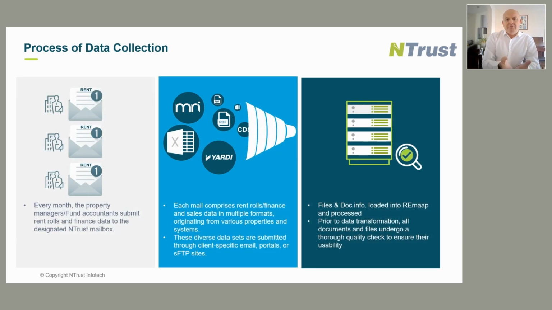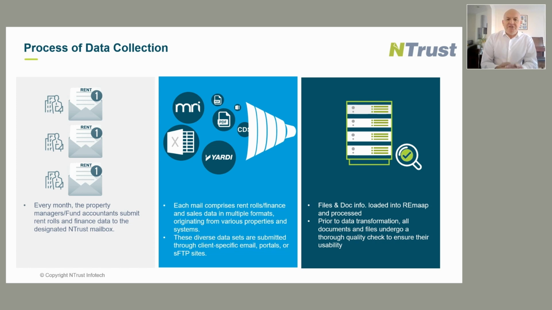So what actually happens? First of all, we set up a central mailbox for all these reports from our client's third parties to be delivered into. In this instance, we're receiving, for over 150 properties, numerous different files in numerous different formats from numerous different systems. So we'll be getting files from Yardi, MRI, SAP, Argus, JD Edwards, Oracle. The list goes on and on. And we're getting those in PDF format, and in Excel format.